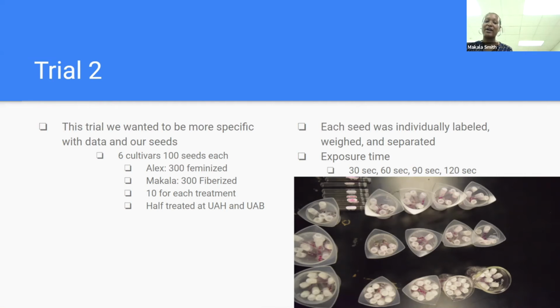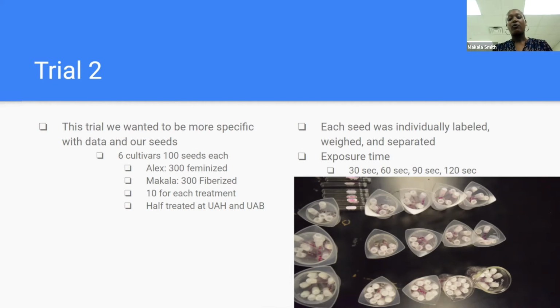Okay, for trial 2 of the experiment, we wanted to do something differently. This time we worked with 6 different cultivars, 100 seeds from each cultivar, 300 for me and 300 for my partner, Alex. Again, she worked with feminized, I worked with fiberized. And within that 300, we used 10 seeds for each treatment, and half of those seeds were treated at UAH, while the other half was treated at UAB.